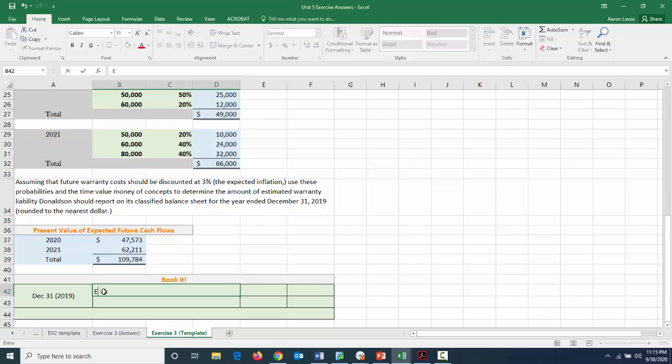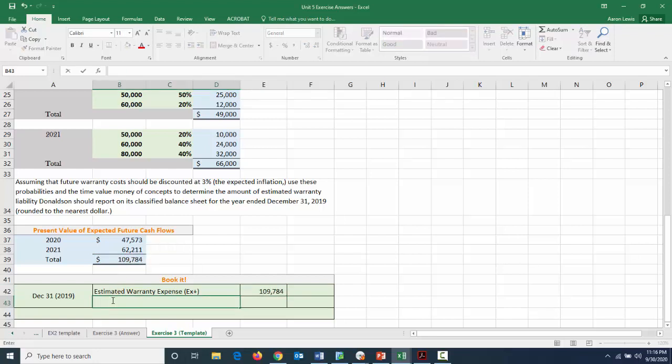So we're going to call that account estimated warranty expense. And what is our estimated warranty expense? Well, in today's dollars, but it's going to really be spread over the next 2 years, it's $109,784.